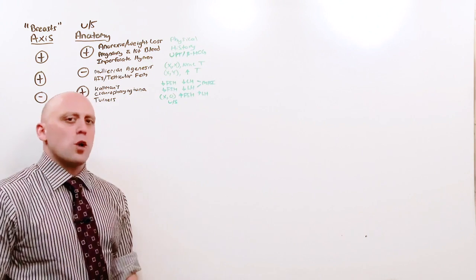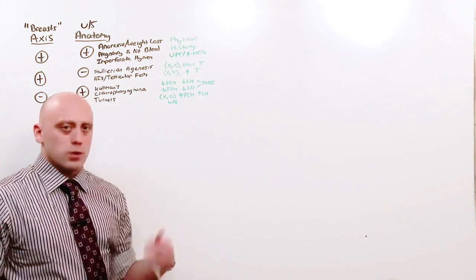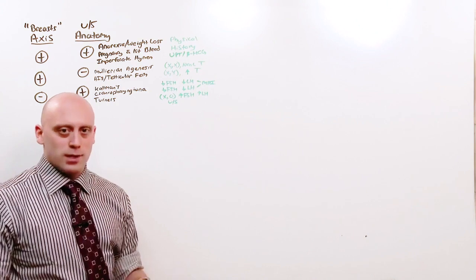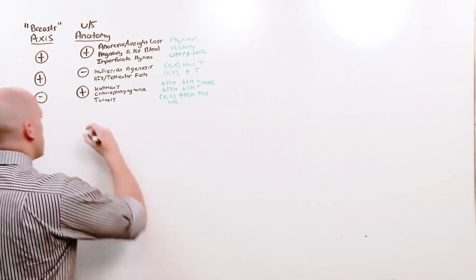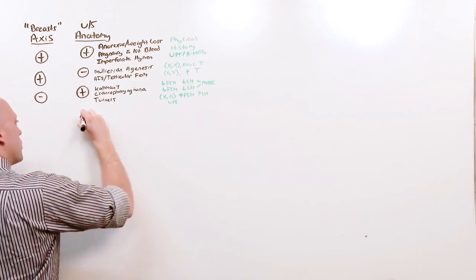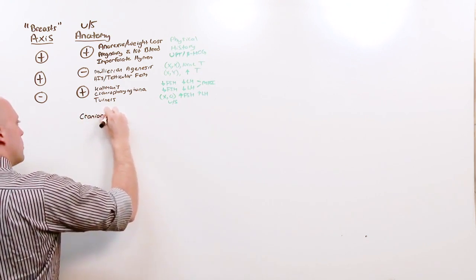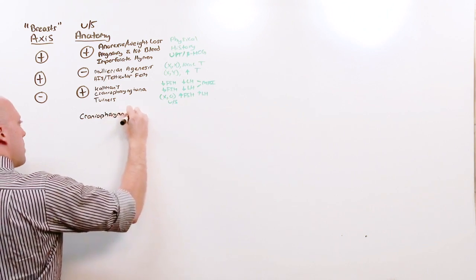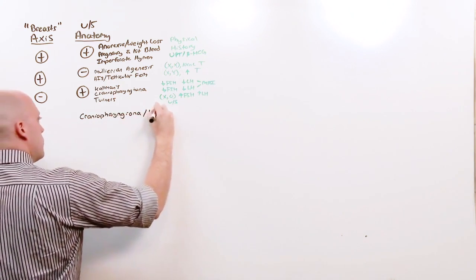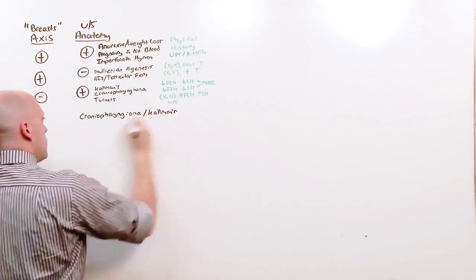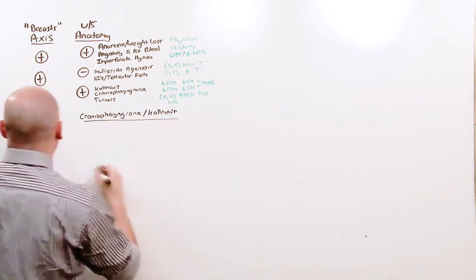Okay, if that was a little overwhelming, it's okay. This is just the overview. We're going to go through the diseases you need to know about one at a time. Let's start off with craniopharyngioma. And Kallmann's. To do that, let's talk a little bit about the axis.